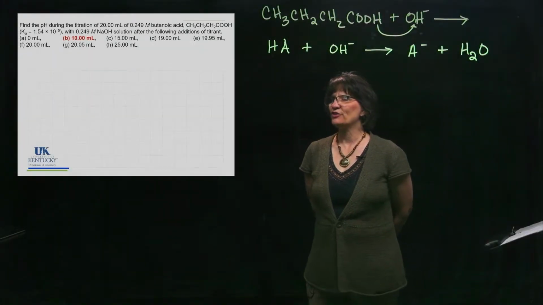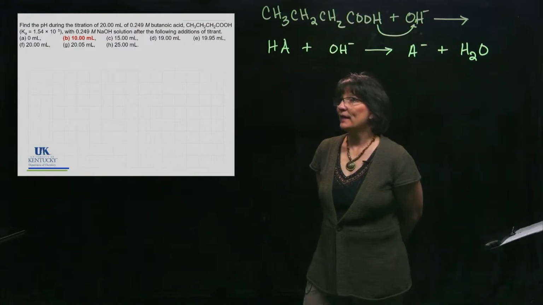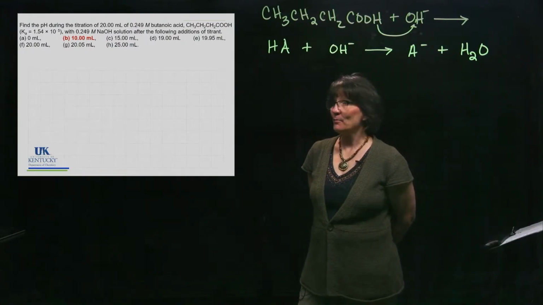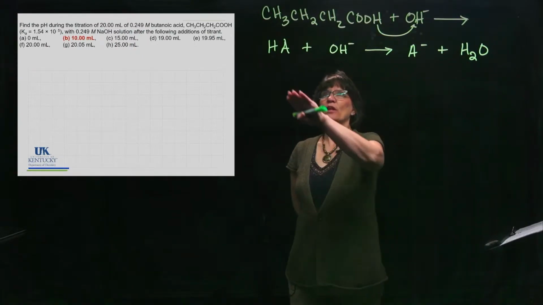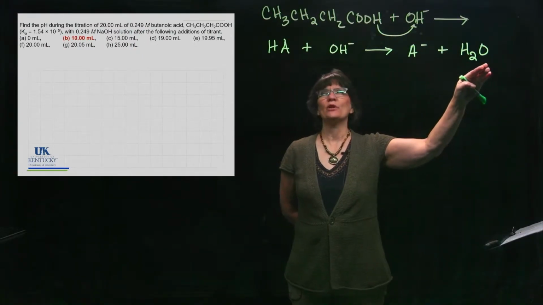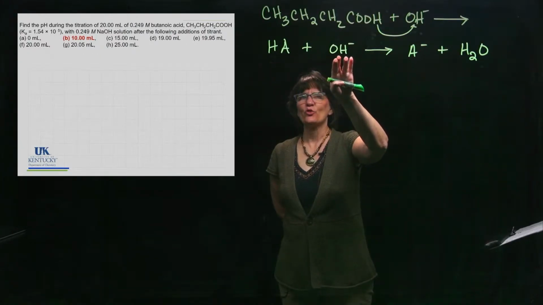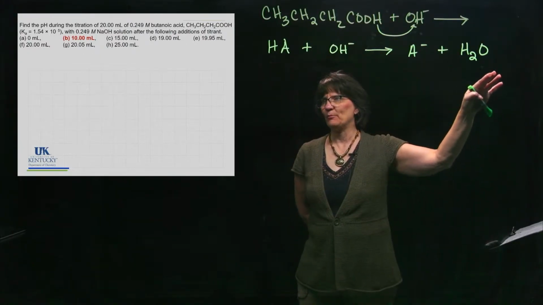So now we're ready to start with part B, and in part B we see that we are starting to add some of the base. So let's refresh your memory on the reaction, which I have written here. Here is the weak acid, and we're going to start adding that strong base and having this reaction take place.